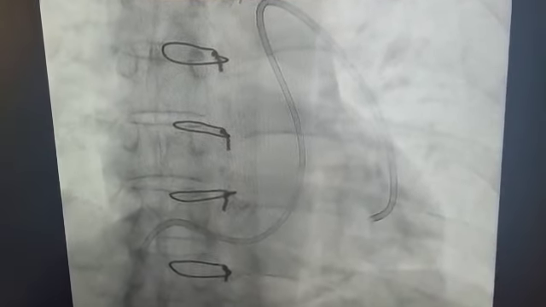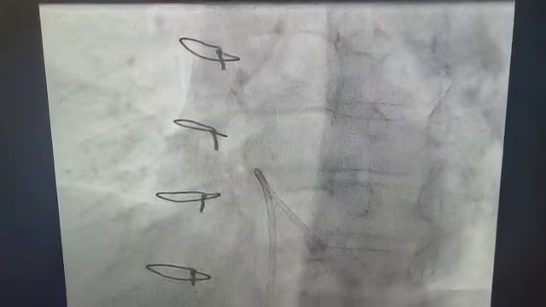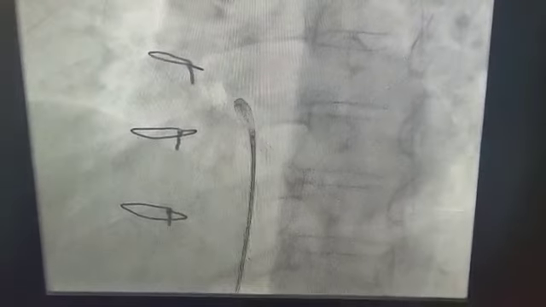This is basically to look at all the pressures, RA, RV and pulmonary artery, and then do a bioptome. So this is a Mullen sheath, or it's in the RV or the right guiding catheter. This is a bioptome. You see how the bioptome is used for the biopsy, and you can see the opening of the bioptome, so that you can take a tissue piece either from the septum or from the posterior wall of the right ventricle to look for rejection.